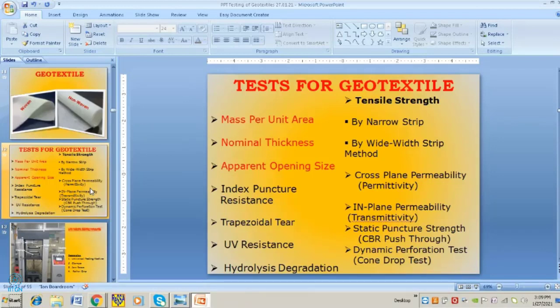So the rest of the tests: tensile strength test is a very important test. This can be conducted by narrow strip method or wide width strip method. Then cross plane permeability, also known as permittivity. Then in-plane permeability, known as transmissivity. Then static puncture strength, also called CBR push through. Then dynamic perforation test, also known as cone drop test. Then index puncture resistance, trapezoidal tear strength, UV resistance, and hydrolysis degradation. We'll discuss in detail in the next slides.